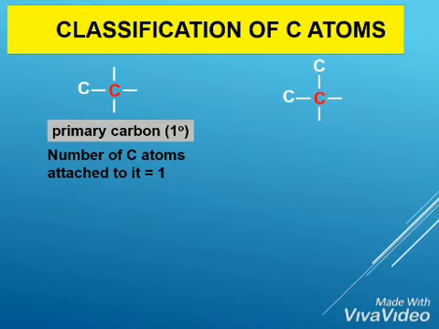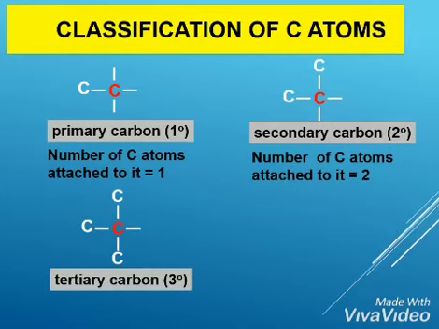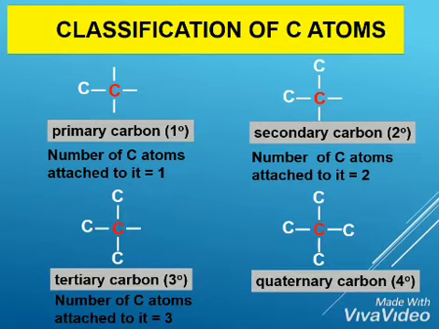When there are two carbons attached to the red carbon, it is classified as secondary carbon. When there are three carbons attached to it, it will be classified as tertiary carbon. And when there are four carbons attached to it, the red carbon will be classified as quaternary carbon.